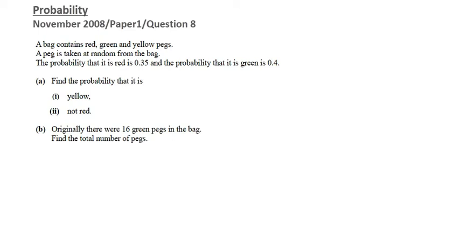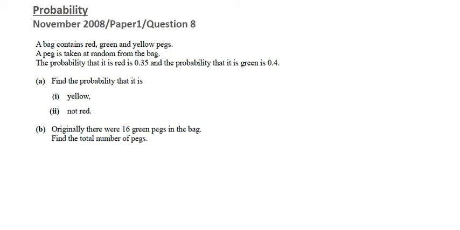Okay, here we have another question of probability. This question is from November 2008, paper 1, question 8. A bag contains red, green and yellow bags. A bag is taken at random from the bag. The probability that it is red is 0.35 and the probability that it is green is 0.4.